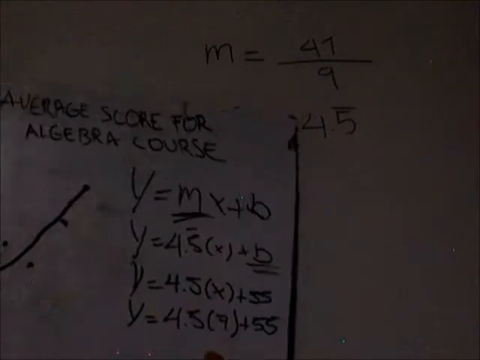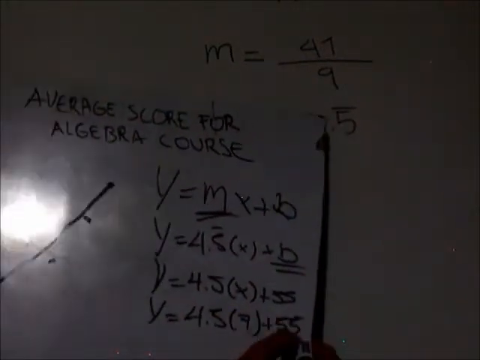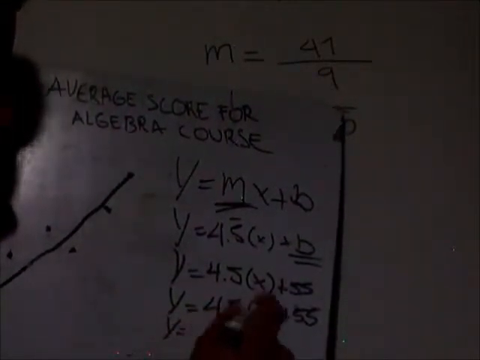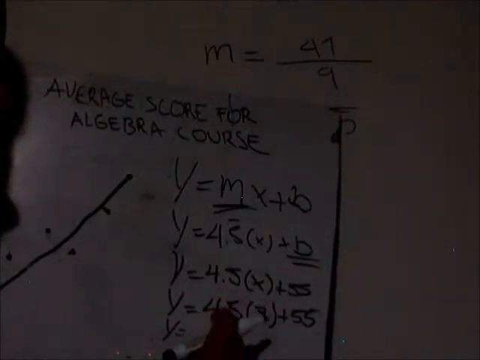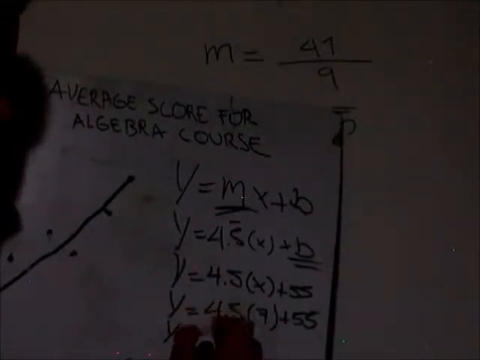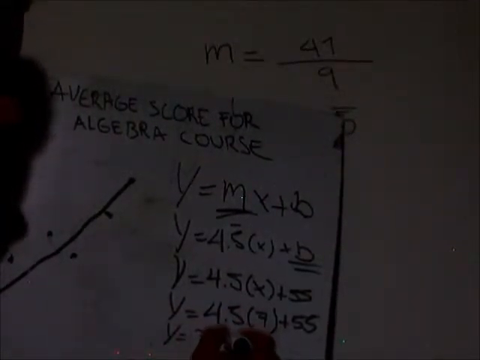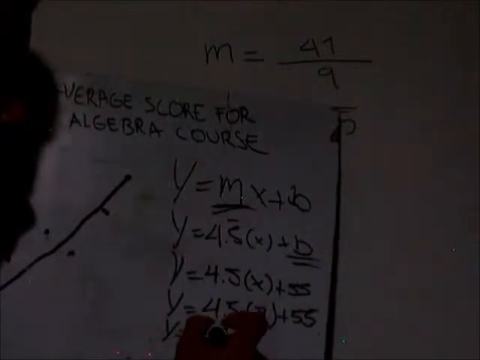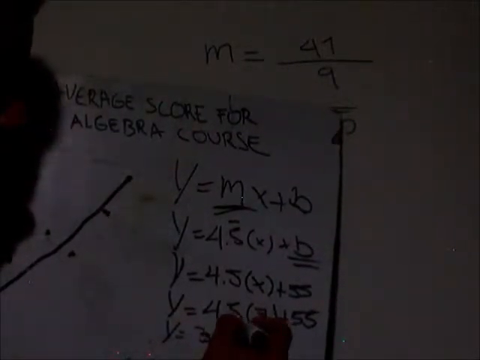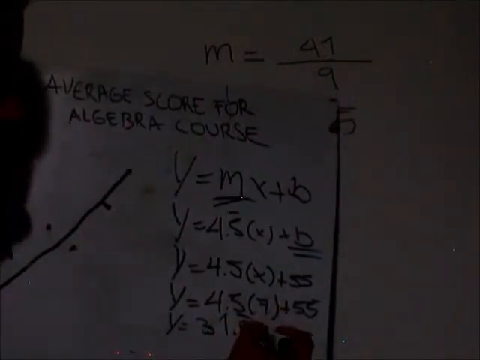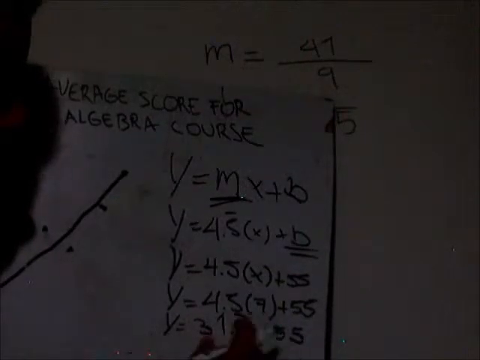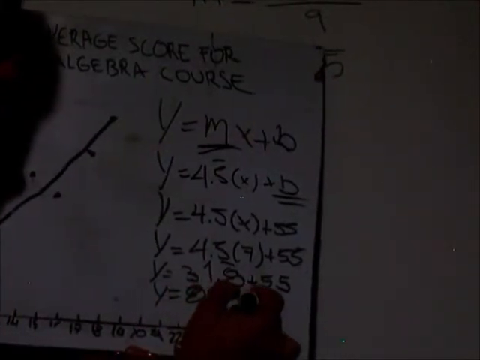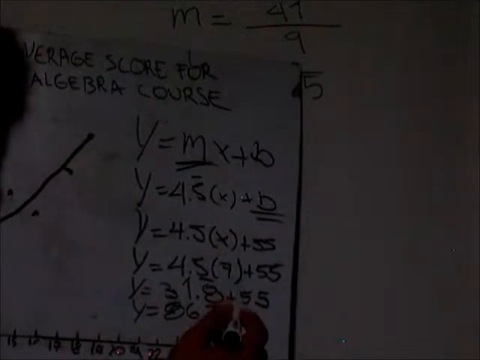Now we're going to solve the equation. Here will be 4.5 times 7 will be 31.5. Plus 55. So y will be 86.5.